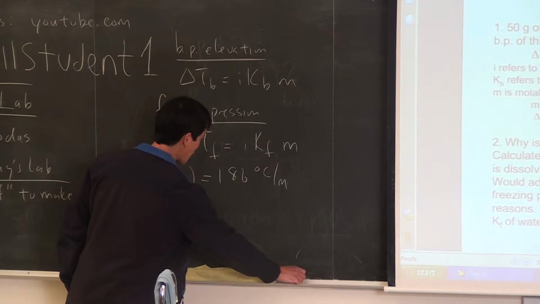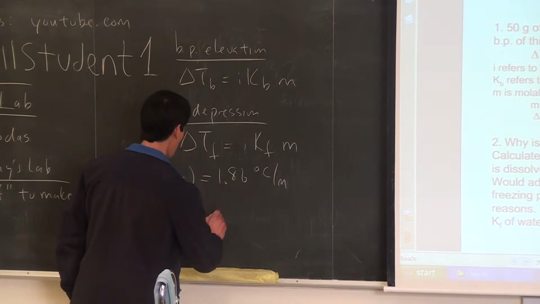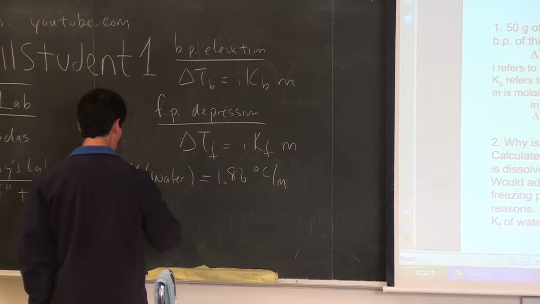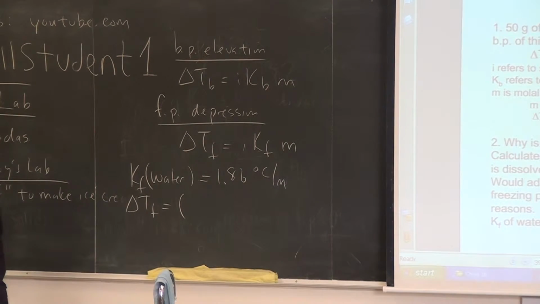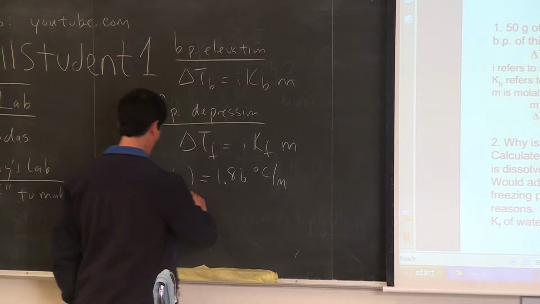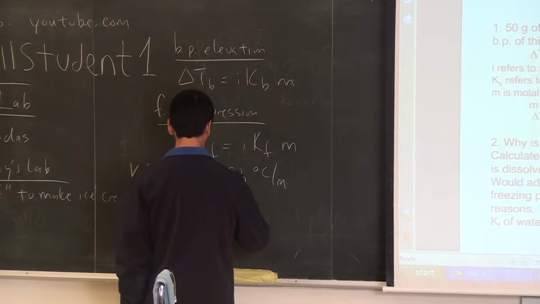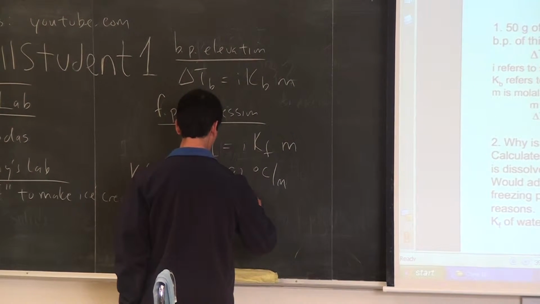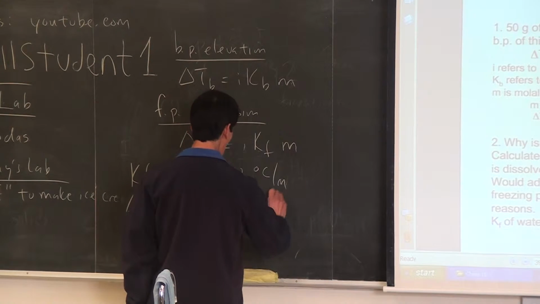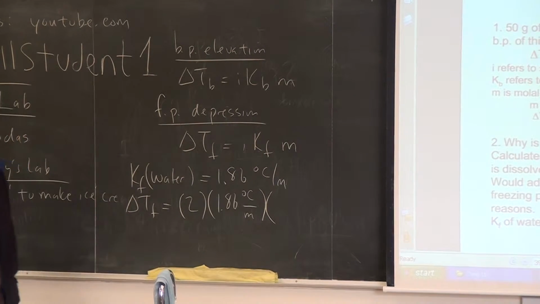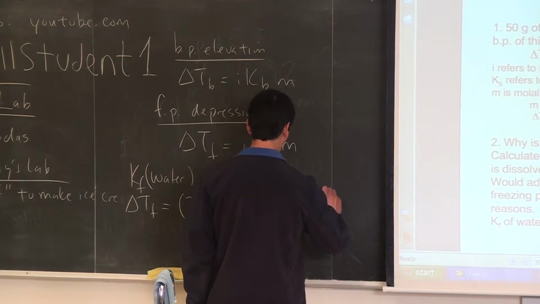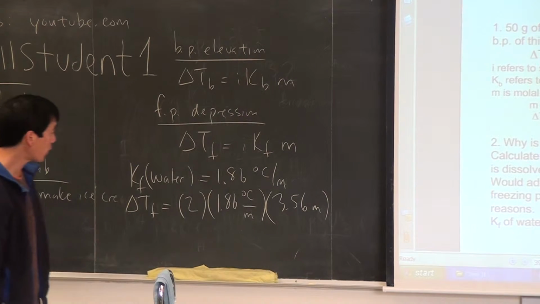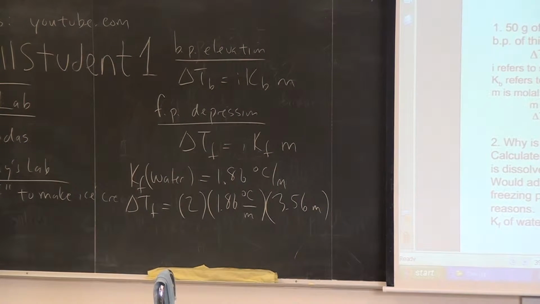Okay, so let's plug in our numbers just like we did before. Delta TF is equal to, what was i for that salt water solution? 2. And KF is 1.86. Then the molality of that solution from the equation is 3.56. So if we do this calculation, this gives us our new freezing point.